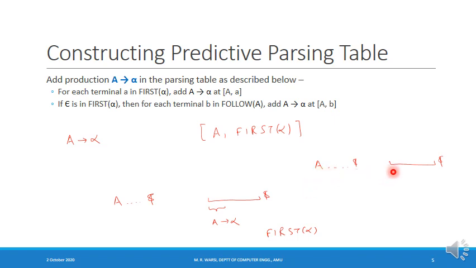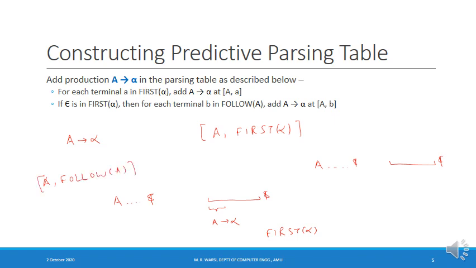And what will be the symbol when I expand capital A with alpha when first of alpha is also holding epsilon? The symbol will be the symbol which is there in the follow of capital A. So if first of alpha is containing epsilon, then this production will also get added at the location A comma follow of capital A.